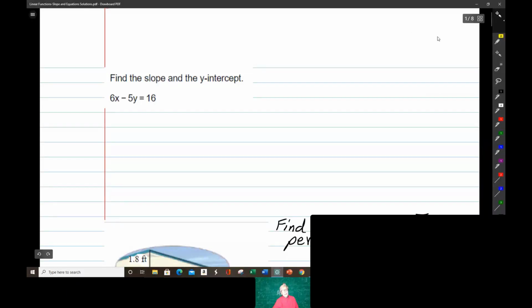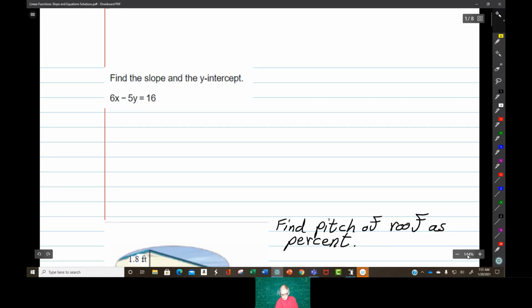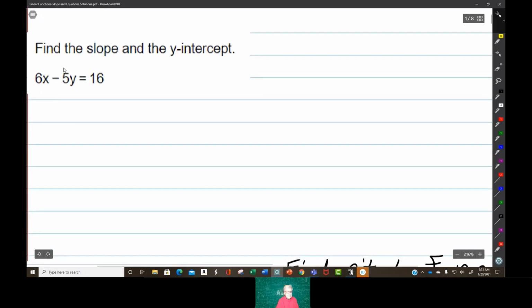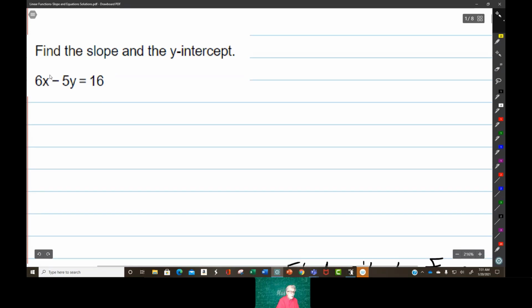Here we are, good morning. We're going to talk about linear functions today. That is the equations of straight lines. And you know that an equation is a straight line because the x and the y are all to the 1 power. This x, because you don't see a power, is to the invisible 1 power.